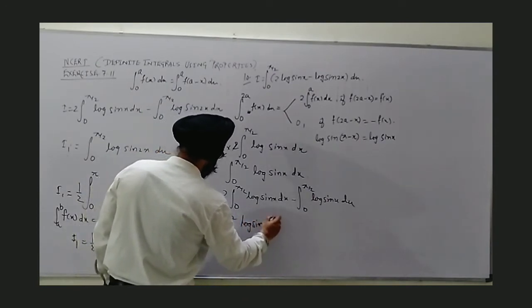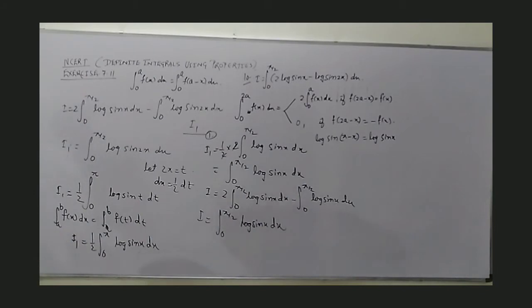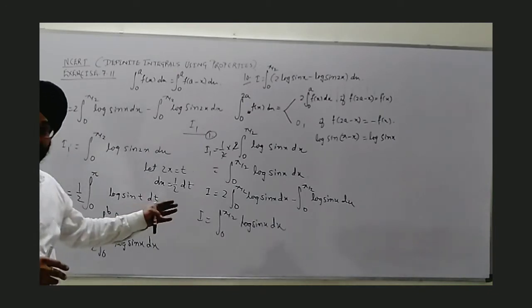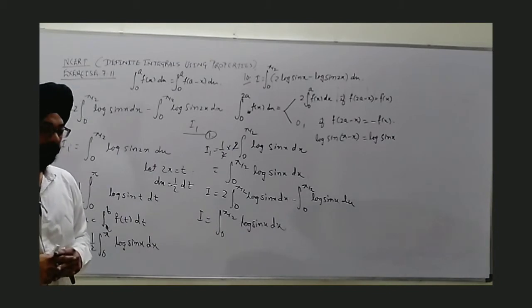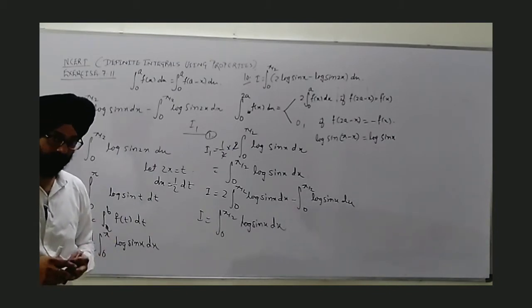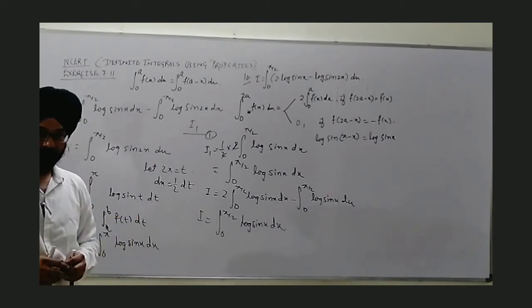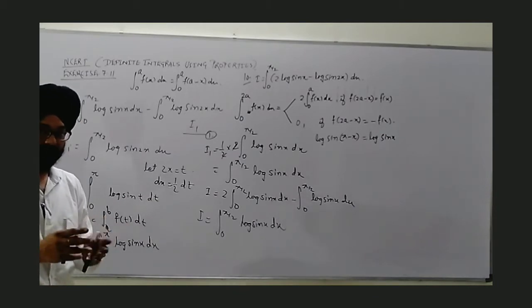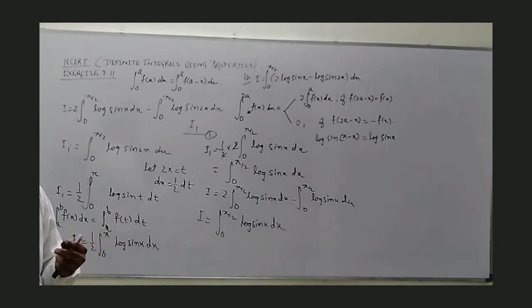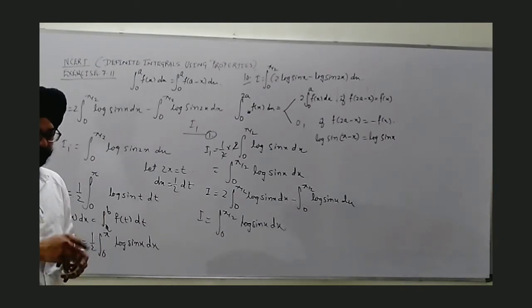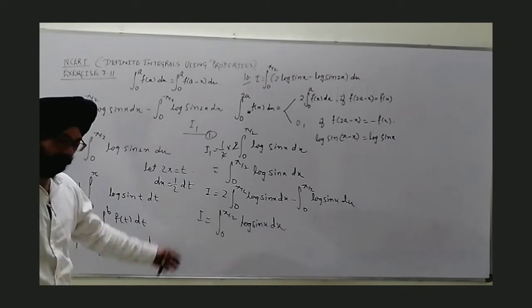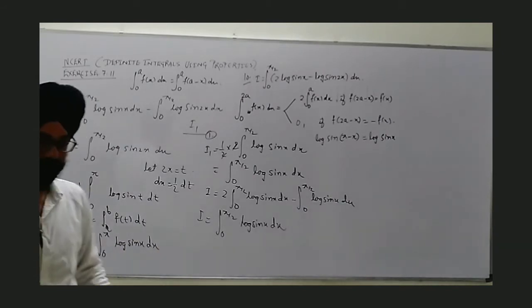log sin x dx. Now I need to show the integral of 0 to pi by 2 log sin x dx. As I said, first of all I will convert, and after this I will explain this one. This is a very important question from this topic and is generally given in exams also, because its solution includes 2-3 properties. We have to use 2-3 properties throughout the solution. So let's start with log sin x anew.